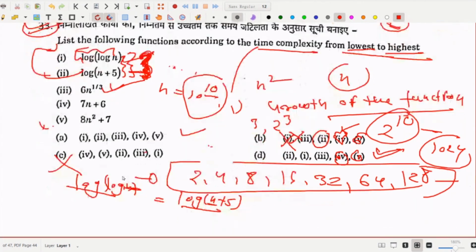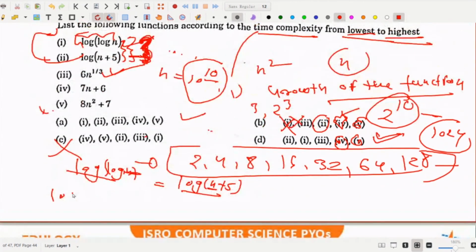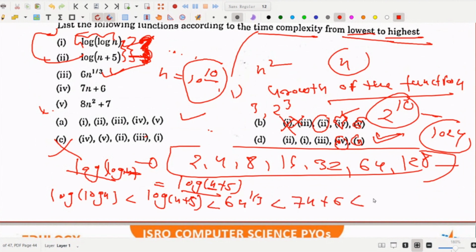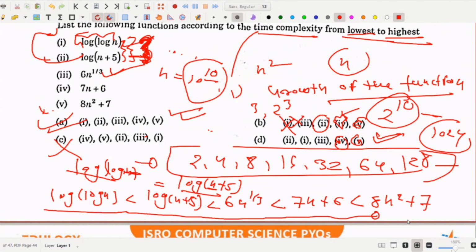So what will be our sequence? Our sequence will be log n is the smallest, then log n plus 5, then 6n^(1/3), then 7n plus 6, then 8n square plus 7. That means option A is correct, and this is the correct sequence of this escalation. This is the smallest, this is greater than this one, and this is greater than all the last ones.